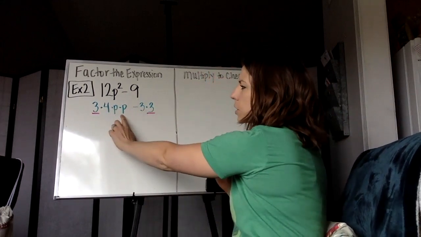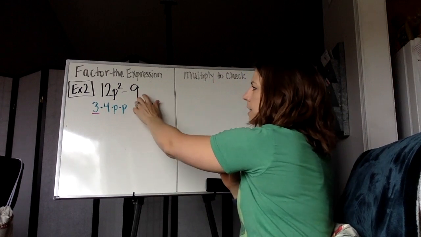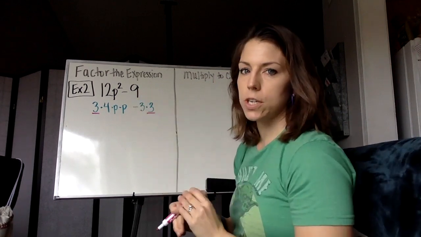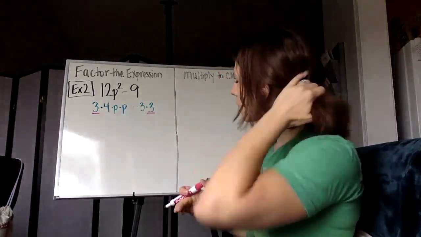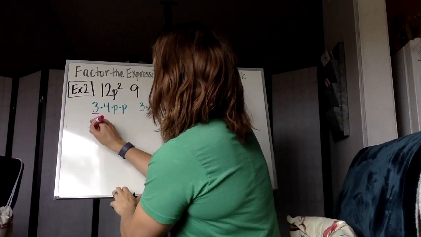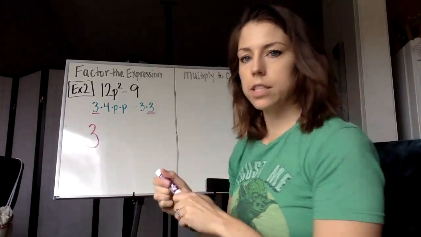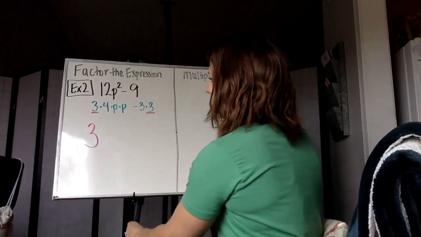Notice that this expression has p times p, but there are no p's over here because the second term is not a variable expression, it's a constant. So I can't take a variable if there isn't one. So in that case, my GCF is just 3. Take that out, put that in front. What do we have left?